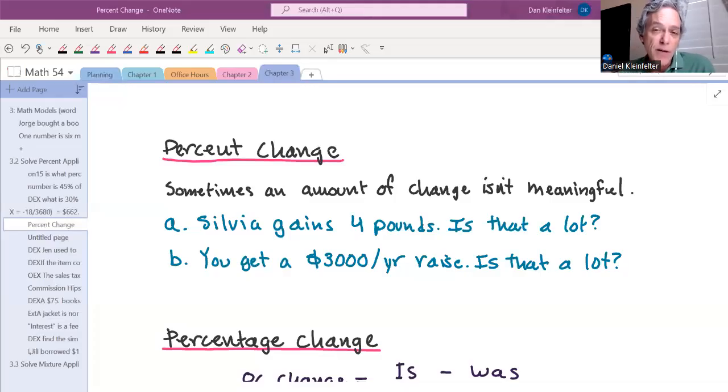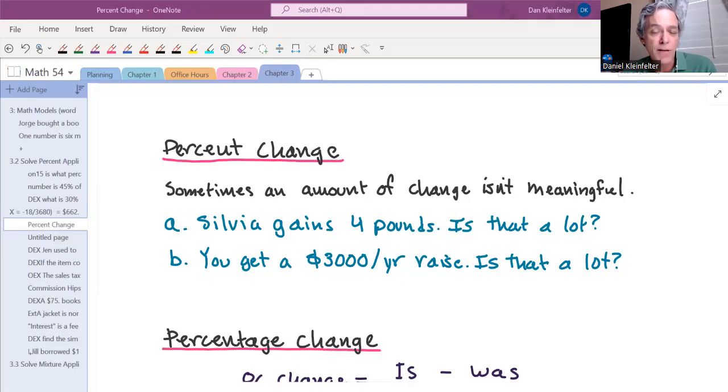Welcome back. In this video, we're going to continue our look at percentage by considering percentage change. Here, the idea is that sometimes just knowing the change in some quantity doesn't really inform you as well as a percentage would. For example, suppose that we know that Sylvia gains 4 pounds, and we want to know, is that a meaningful amount of increase or not, gaining 4 pounds?